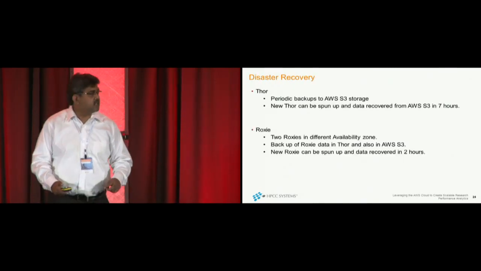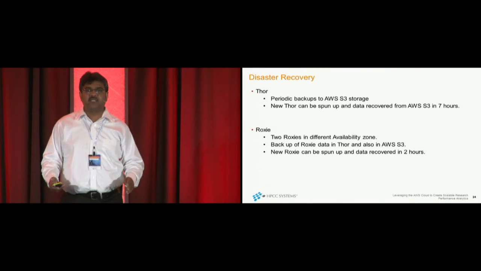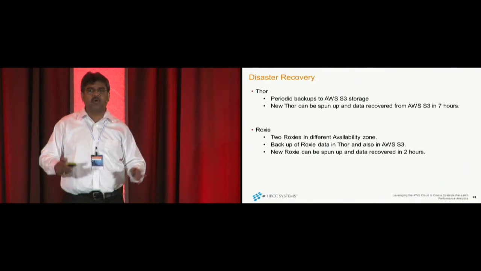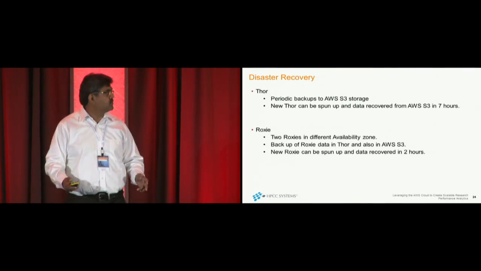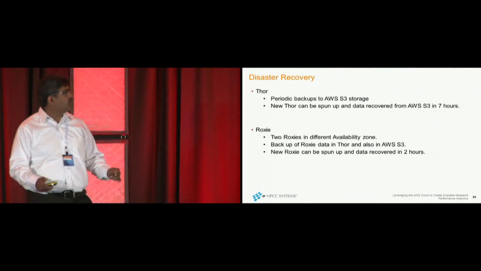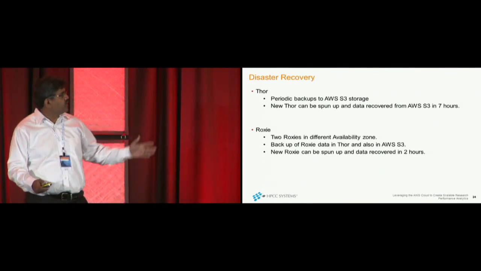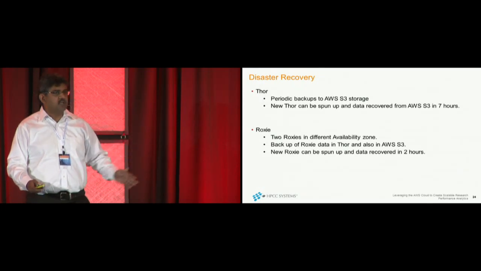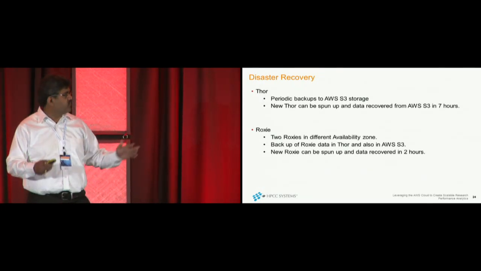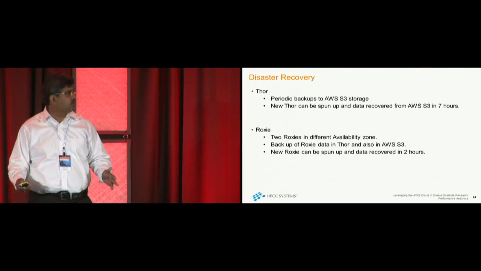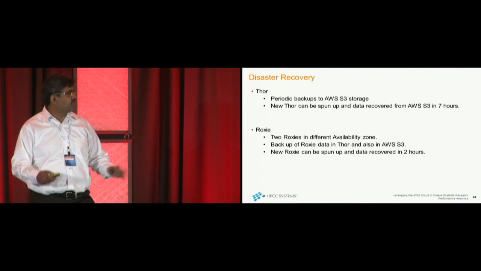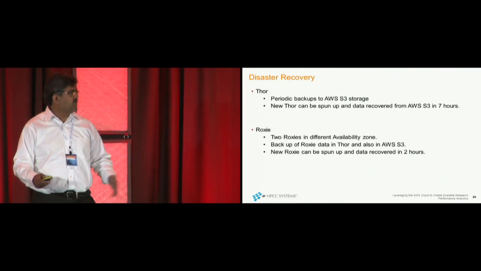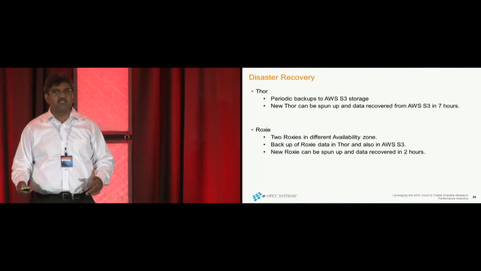Next, DR scenarios. Both for Thor and Roxy, a DR scenario would be losing two adjacent instances as you specified in the HPCC configuration, or losing the entire HPCC cluster for some reason. To manage this for Thor, we take periodic backups to AWS S3, and for Roxy, this is very unlikely to happen because we have two Roxys in separate availability zones. But just in case, we also take a backup of Roxy index data in Thor, as well as maintain a copy in AWS S3.